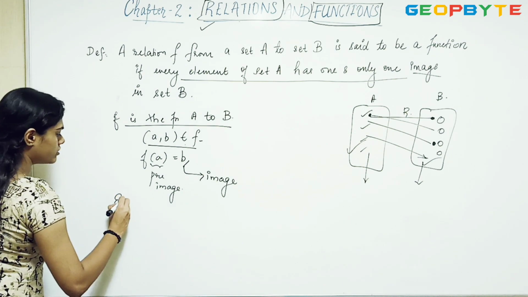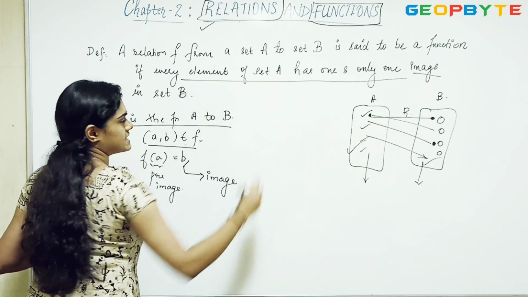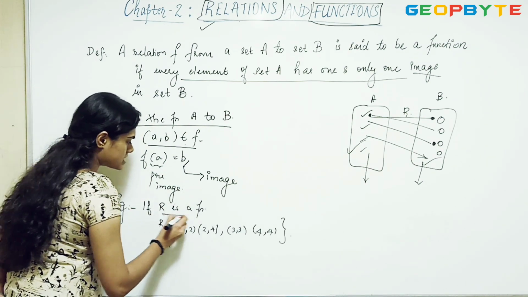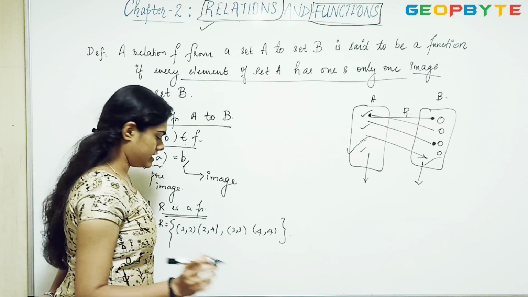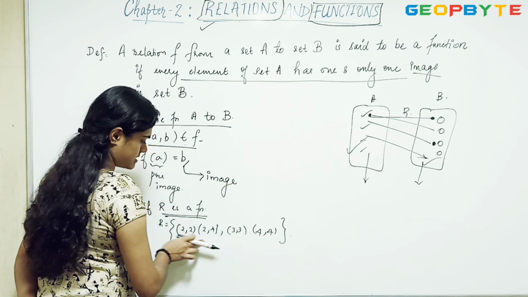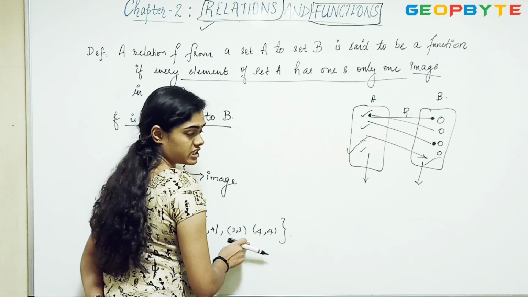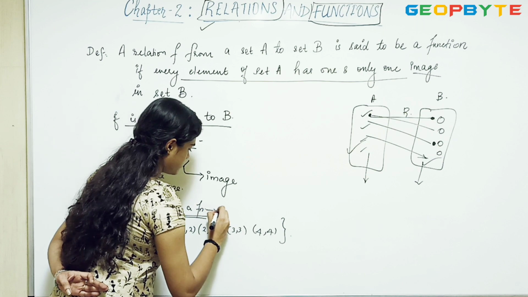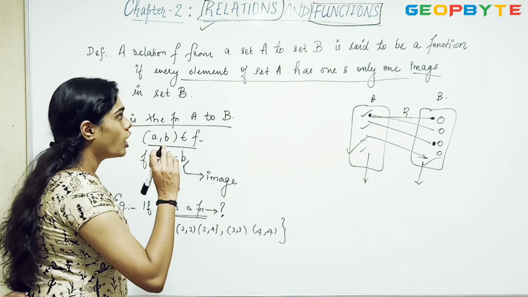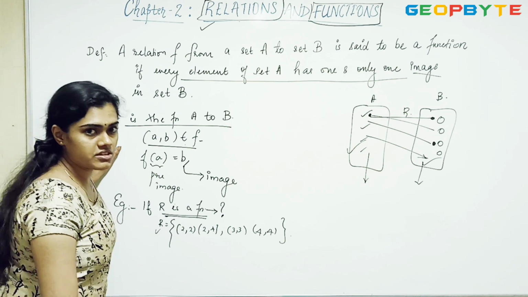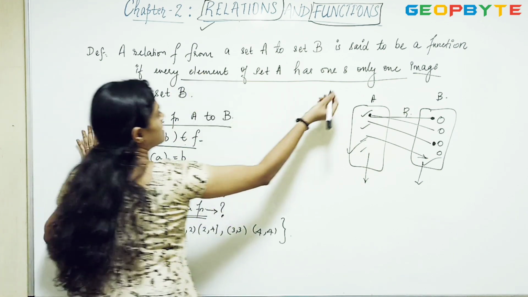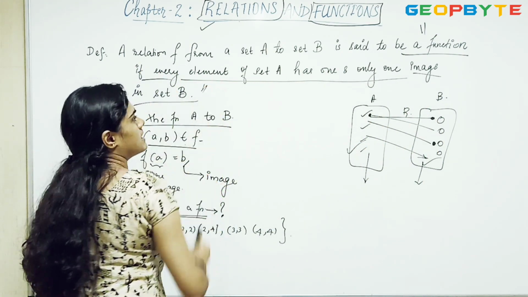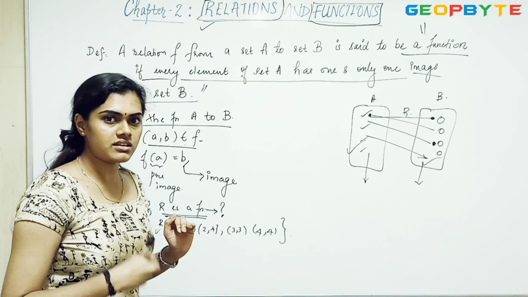Okay? So I'll give you an example to understand what this sentence exactly means. An example is, if R is a relation, we have defined a relation such that (2, 2), (2, 4), (3, 3) and (4, 4) are in the relation. Then, is this a function? My relation becomes a function only when the whole sentence is satisfied. Only then the relation becomes a function.